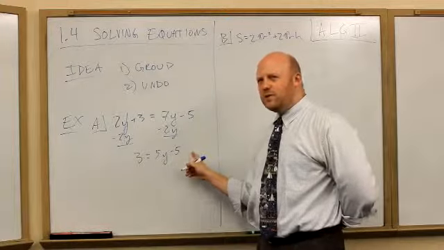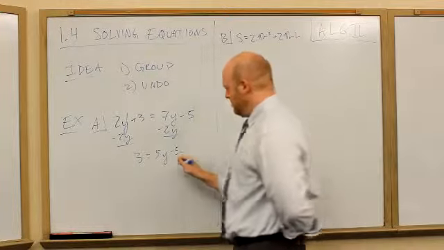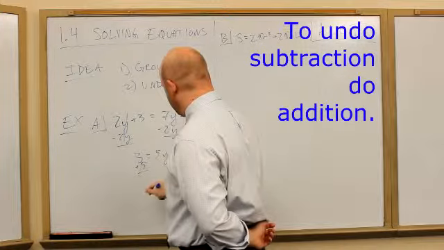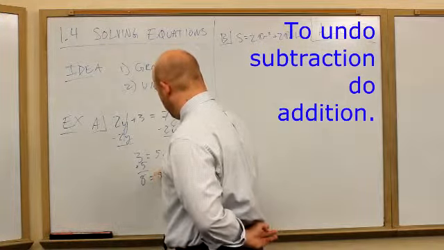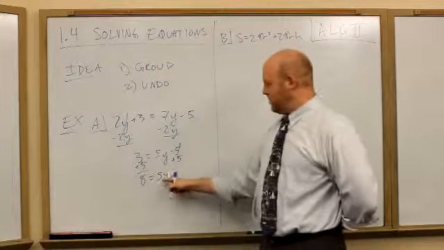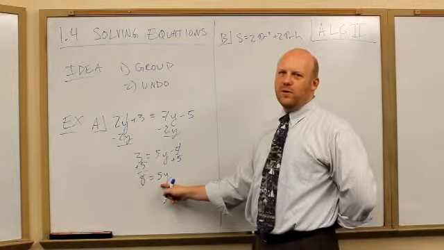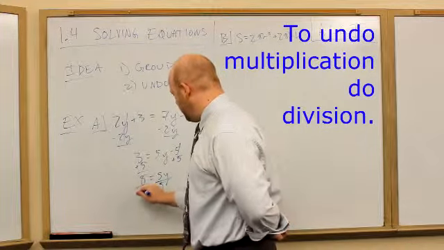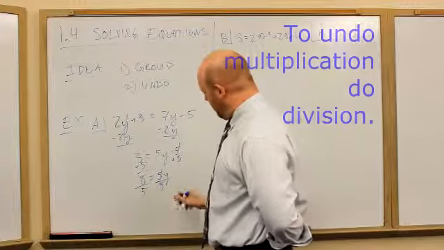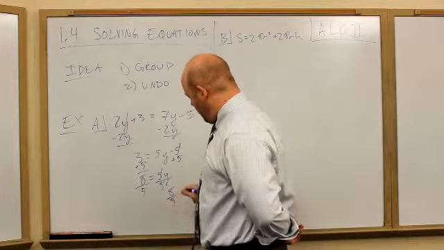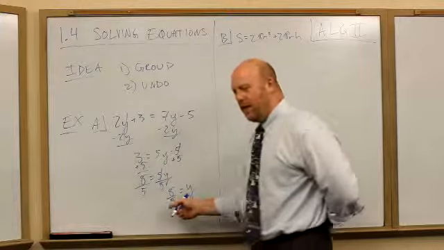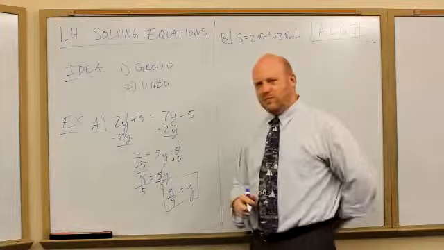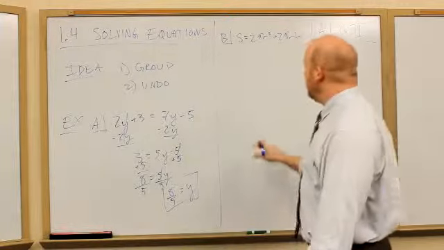Now I need to undo this subtraction. Therefore, better use addition. Done there. 8 is 5y. The last thing I need to do is to undo this multiplication. So let's divide. There it goes. And I'm left with 8 over 5 equals y. Got a quiz. Box your answers. Box them. All right.